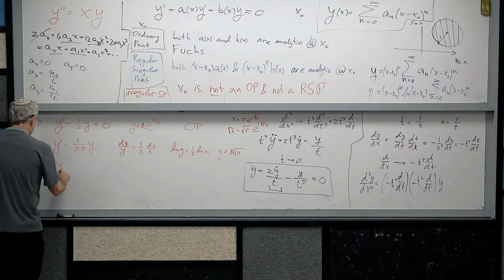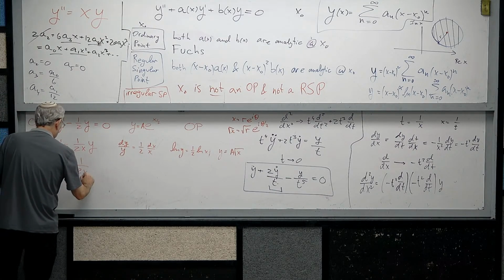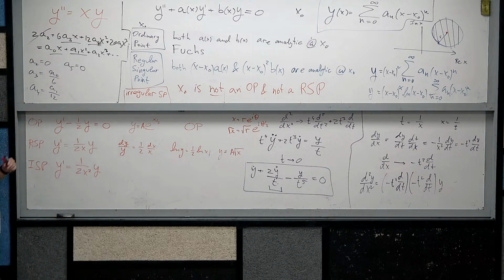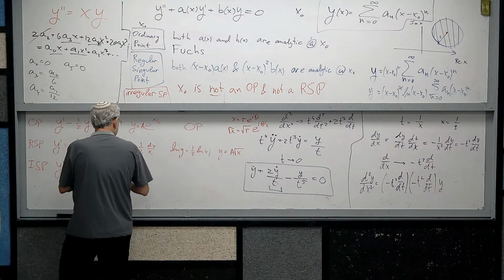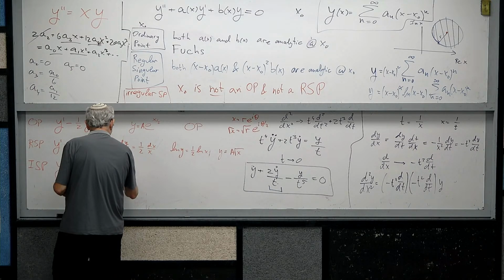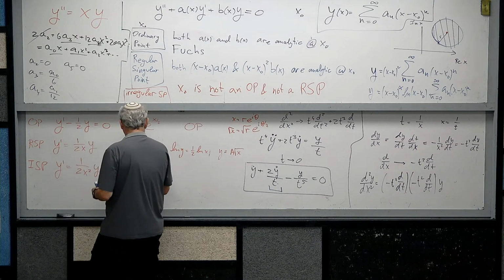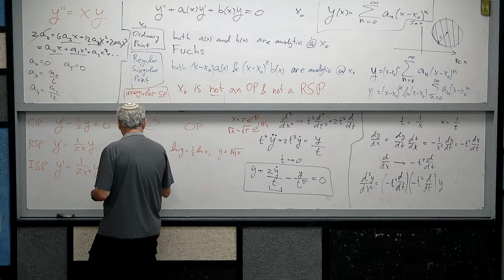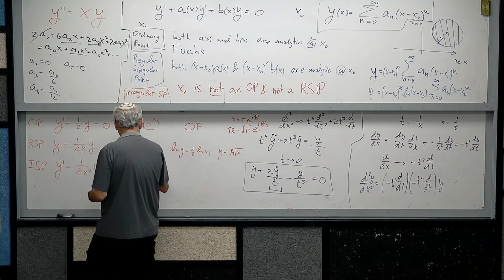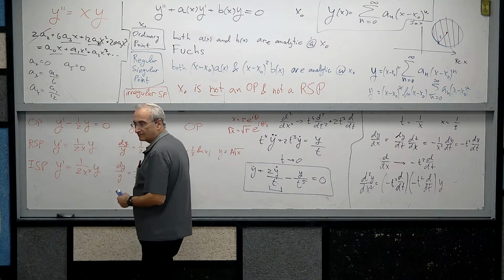And now let's think about y prime equals 1 over 2x squared times y. This is an irregular singular point because, dimensionally speaking, this is going like 1 over x, and this is going like 1 over x squared. So the dominant thing as x goes to 0 is not the highest derivative. And now I can write again dy over y equals 1 over 2x squared dx.